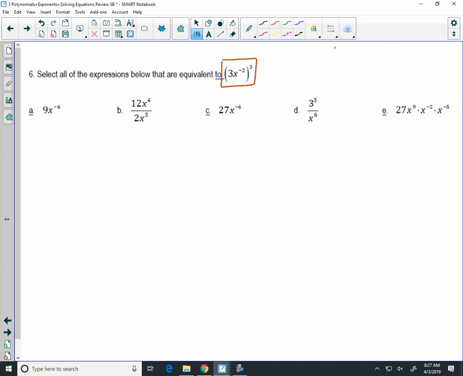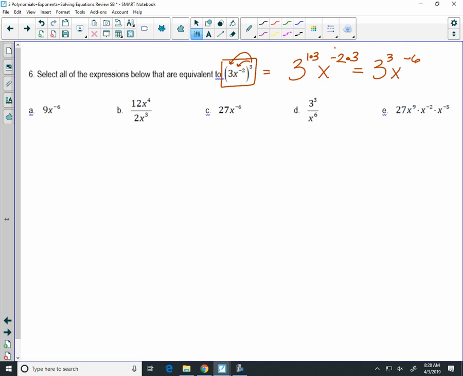Just like we did with the other power to a power problem, I like to rewrite what's in my parentheses and then bring in that exponent. So I'm going to multiply the 3 both places. That gives me 3 to the 3rd, and negative 2 times 3 is negative 6.